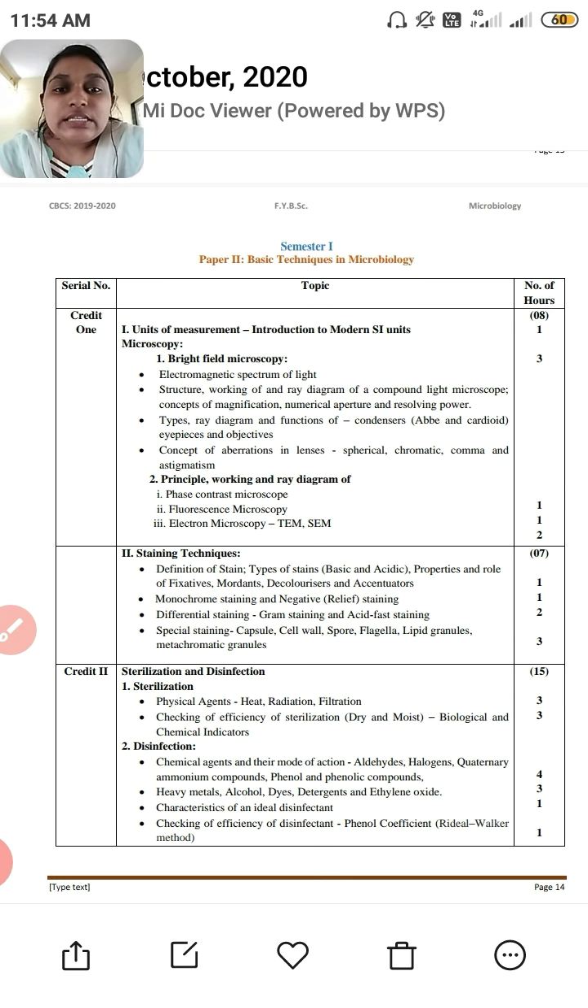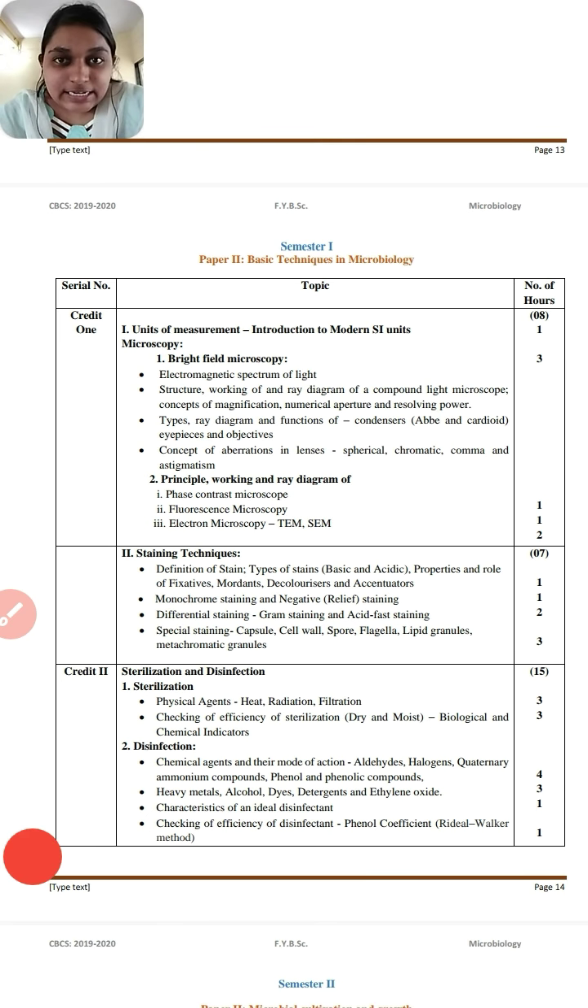After that, the third one is electron microscopy, where we have two types, TEM and SEM. TEM stands for transmission electron microscopy, and SEM stands for scanning electron microscopy. In electron microscopy we use electrons, as its name suggests. We use electrons in the accelerated form.